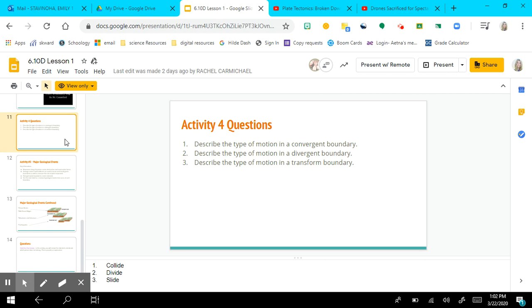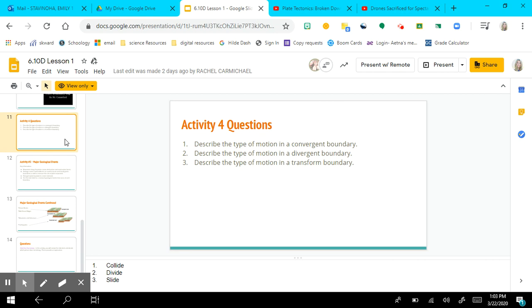Activity 4 questions. Describe the type of motion in a convergent boundary. Describe the type of motion in a divergent boundary. And describe the type of motion in a transform boundary. All of that was just said in that video above, and we've gone through it in class.